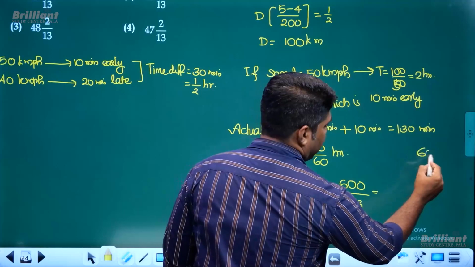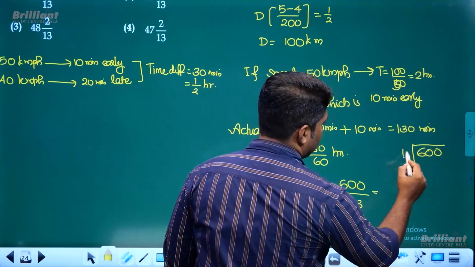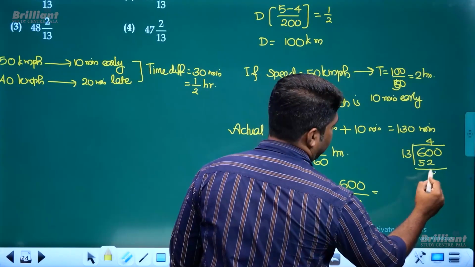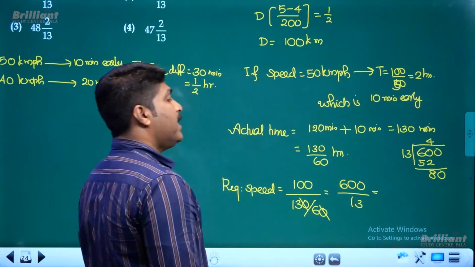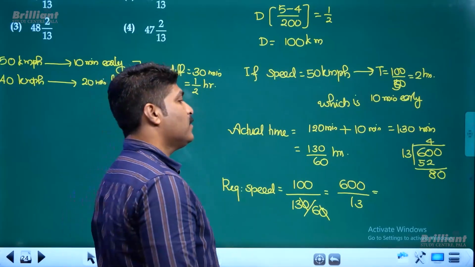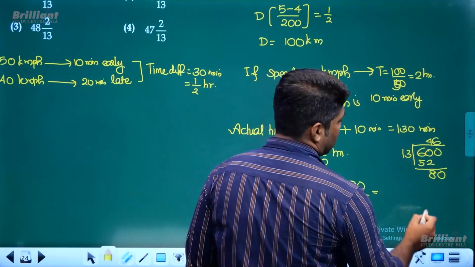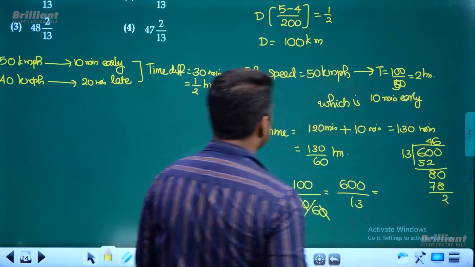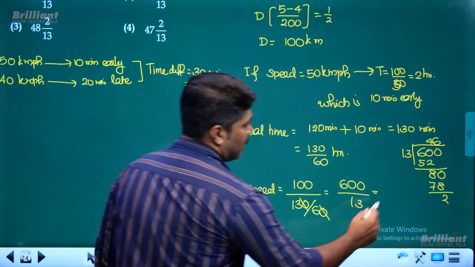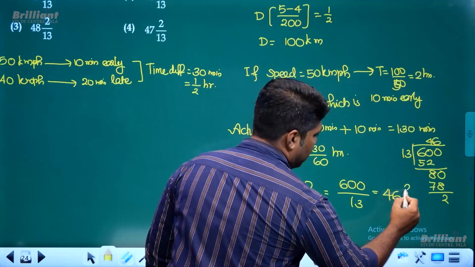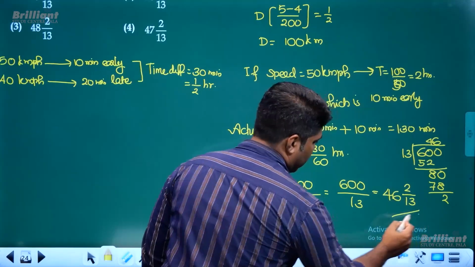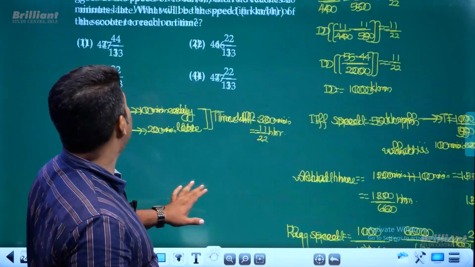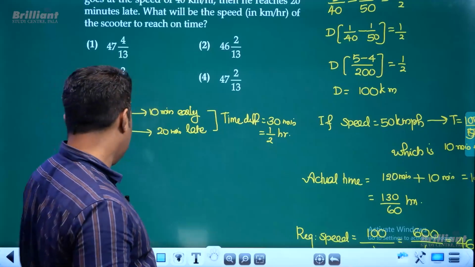When we divide 600 by 13, this is 4 times 13, that's equal to 52. 8 is there. How many times does 13 lie in 8? That's 6 times. 6 times 13 is equal to 78. 2 is there. This is 46 and 2 by 13 kilometer per hour. So this is the entire step, 46 and 2 by 13.